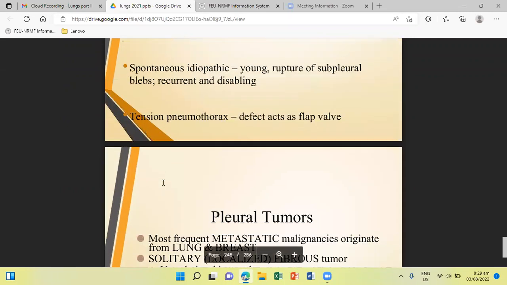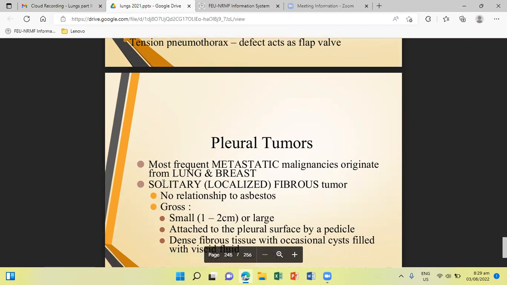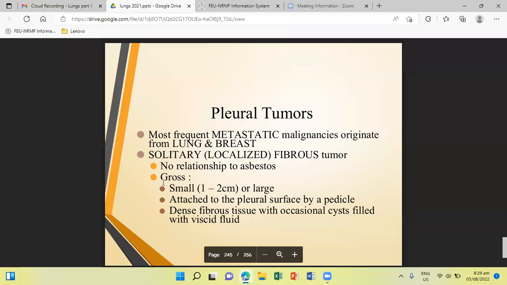If you're looking at tumors, the next question you should ask is, is the tumor lung primary or is the tumor primary pleura? Because there are also pleural tumors. For example, this is an example of a tumor in the pleura, which we call a solitary localized fibrous tumor. They are characteristically 1 to 2 centimeters in diameter and they are attached to the pleural surface.